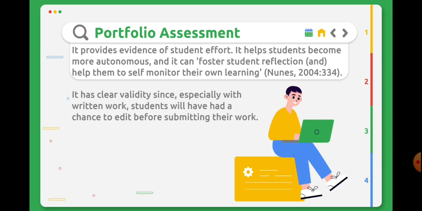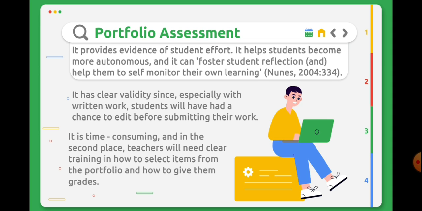It has clear validity since, especially with written work, students will have had a chance to edit before submitting their work. It is time-consuming, and in the second place, teachers will need clear training in how to select items from the portfolio and how to give them grades.